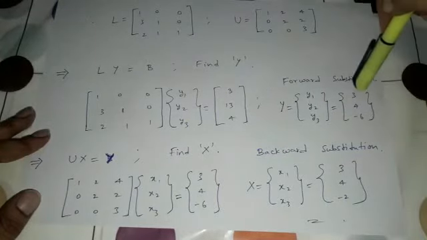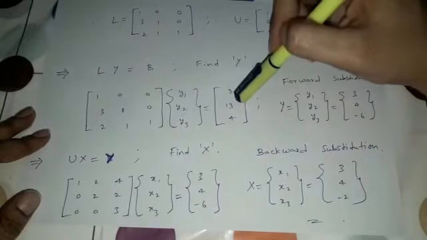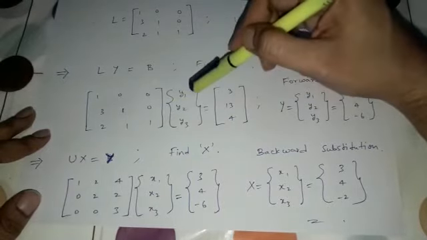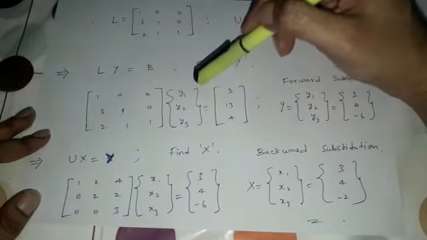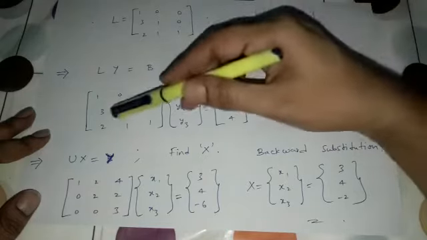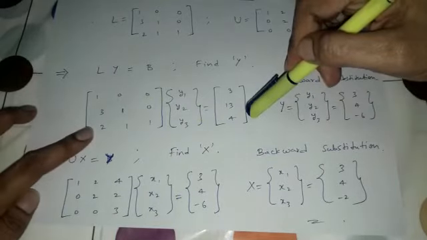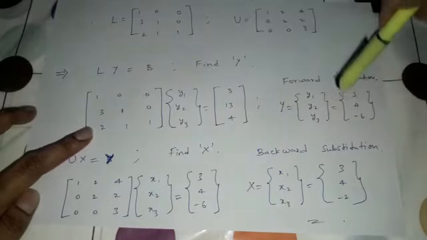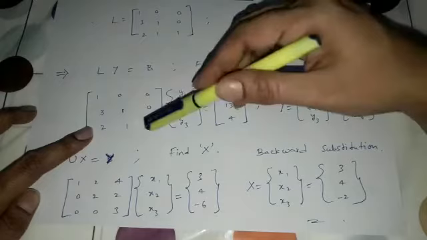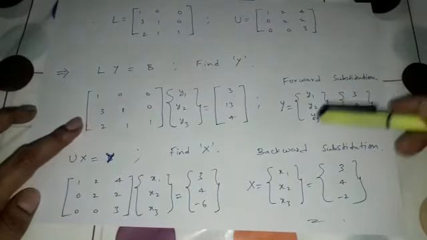y1 is 3. Next go to the second row: 3y1 plus y2 is equal to 13. Since y1 is 3, 3 times y1 is 9, so 9 plus y2 is equal to 13, and y2 is 4. Then 2y1 plus y2 plus y3 is equal to 4. So y1 is 3, 2 times 3 is 6, plus y2 is 4, gives 10. So y3 is equal to 4 minus 10, which is minus 6. Very fast you get Y.